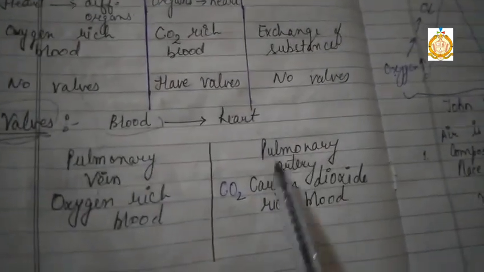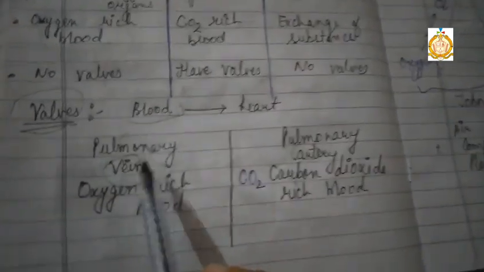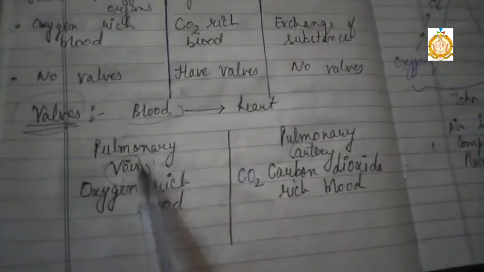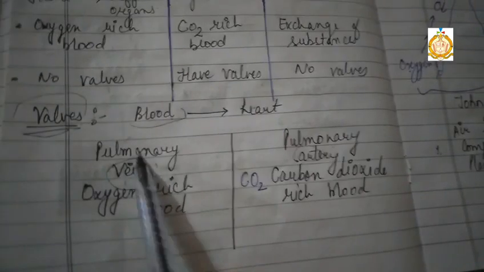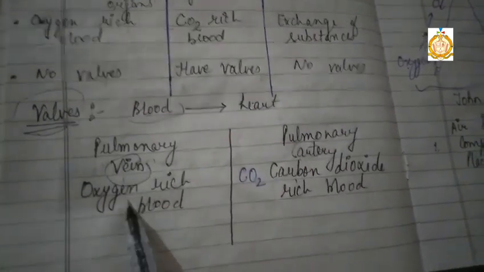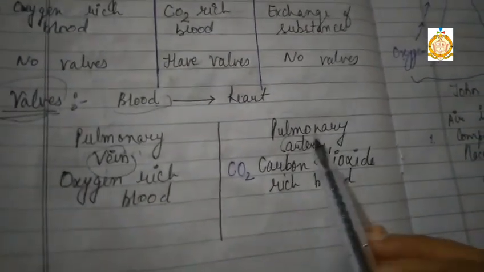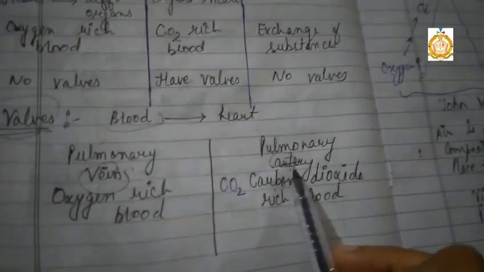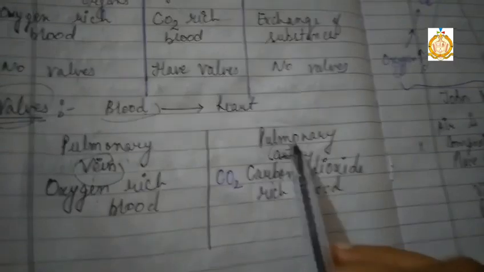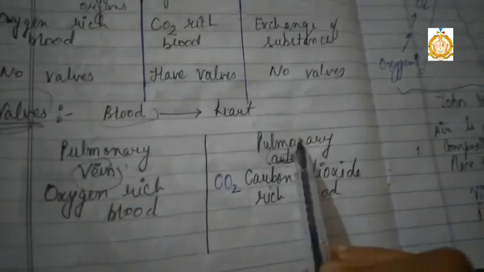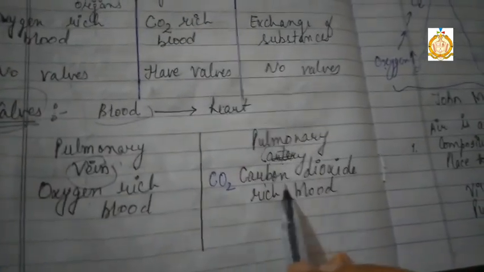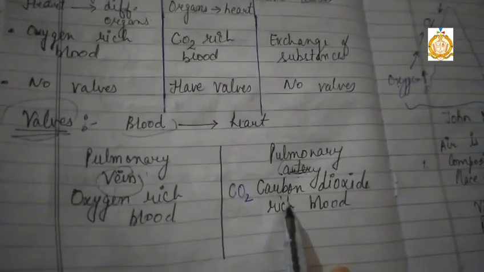I told you that the artery carries oxygen rich blood and the vein carries carbon dioxide rich blood. But there are exceptional cases: the pulmonary vein carries oxygen rich blood, while the pulmonary artery, which is an artery, carries carbon dioxide rich blood. So this is all about the blood vessels.